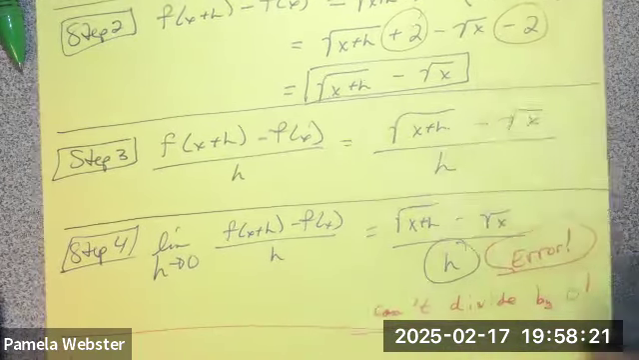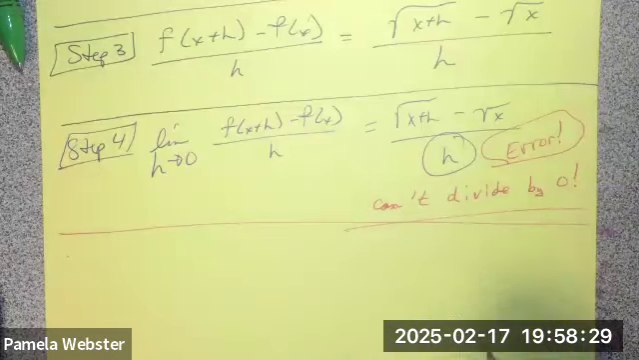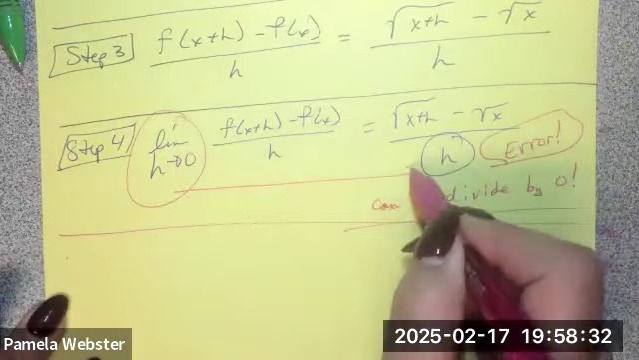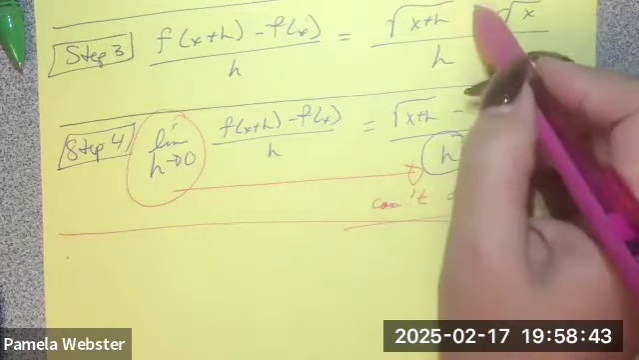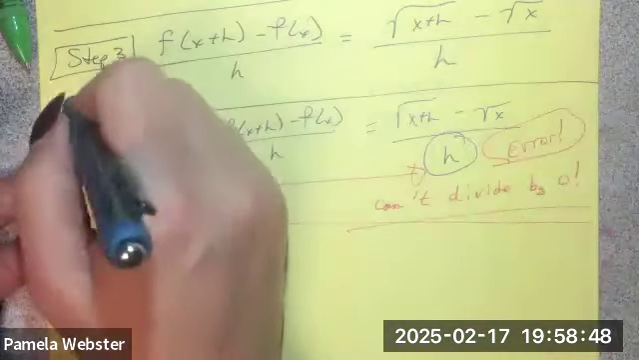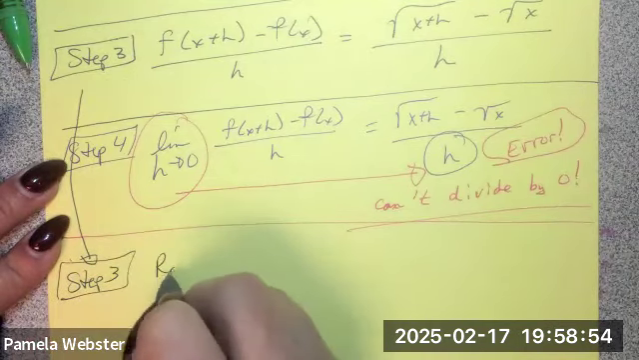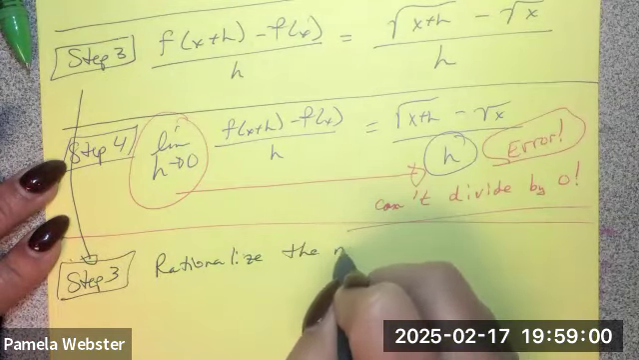So we need to take a step back, and we can do this. We actually can do this. We just need to figure out something else we can do so that we're not plugging in h equals 0, which is the problem. So we're going to do one other thing before we get to step 4, and that is deal with this thing. We'll come back to step 4 in a minute. Go back to step 3, and we're going to do something called rationalizing the numerator.